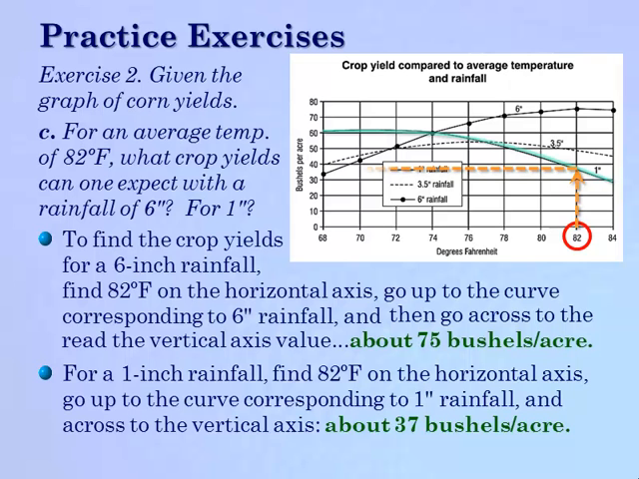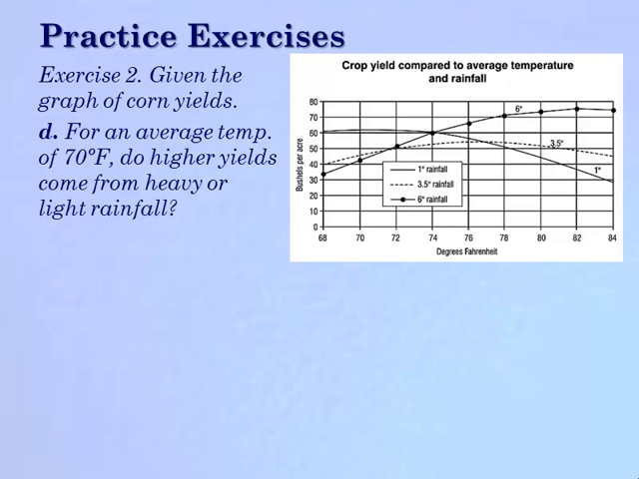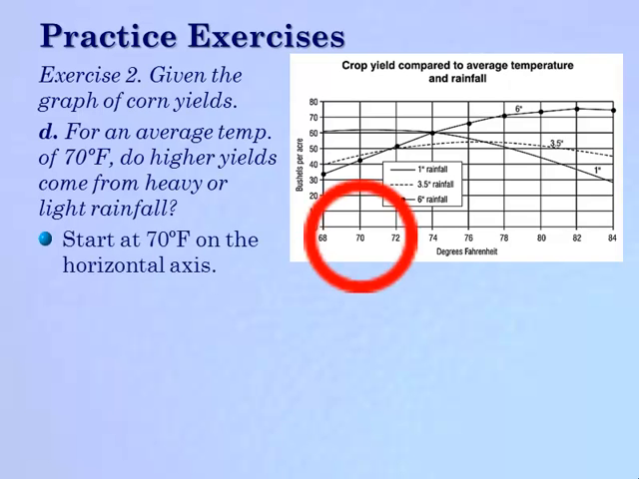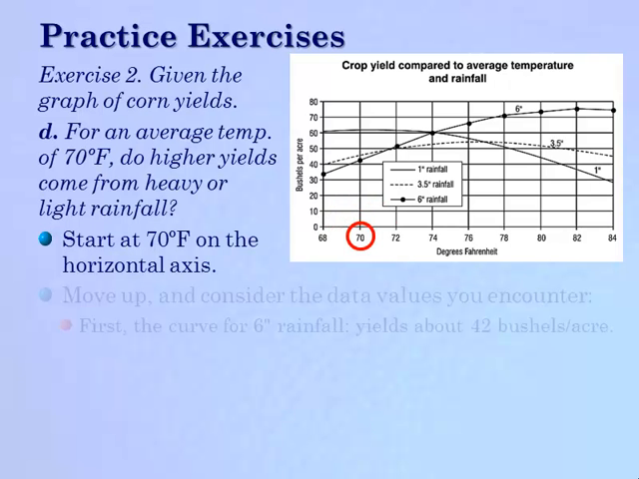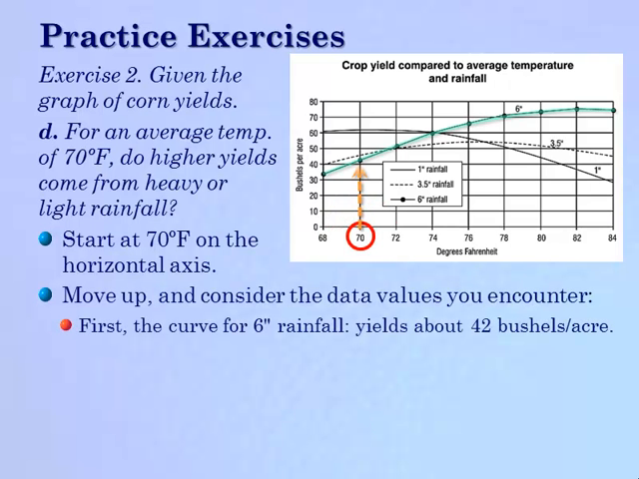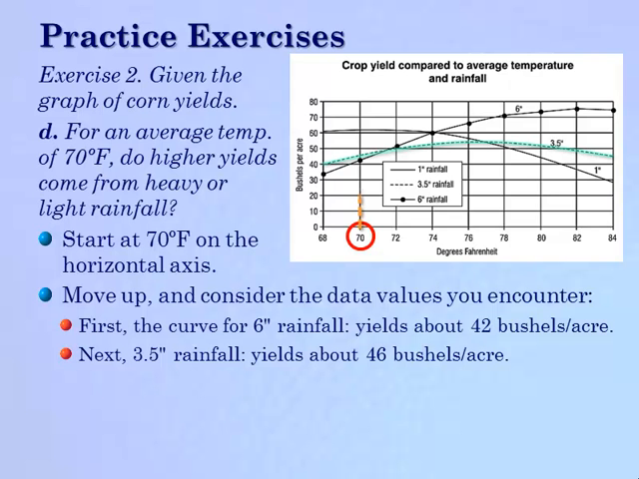Now for an average temperature of 70 degrees, do higher yields come from heavy rainfall or light rainfall? We're going to go up from 70 on the horizontal axis and see which curve we encounter first. The first curve is for 6 inch rainfall, a heavy rainfall based on a comparison here, and that yields about 42 bushels per acre. If we go up next to the 3.5 inch rainfall, we get about 46 bushels per acre.